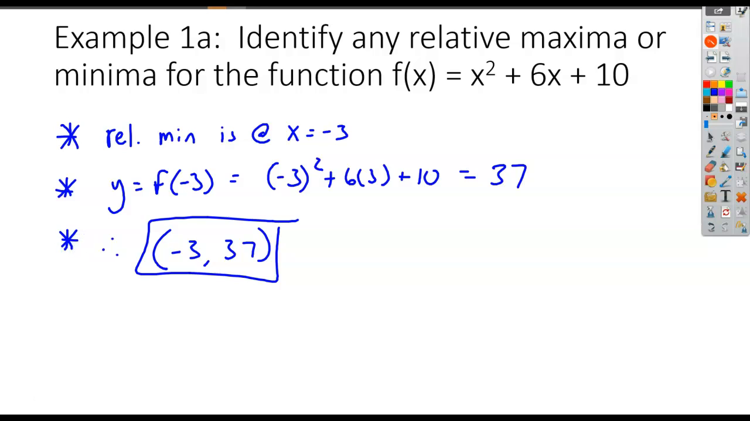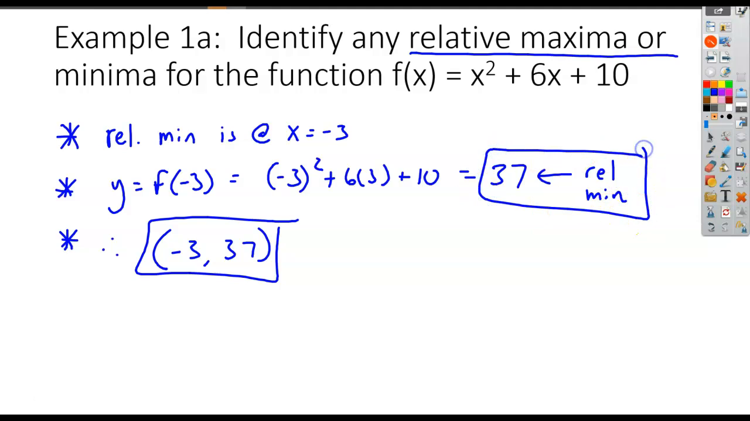Do they want the x value? Do they want the y value? Or do they want the point? And from here, you can tell that since they're asking you to identify the relative max or min, in this case, this would be your actual relative min right there. So that's the lowest point on the graph, unless I think I miscalculated that a little bit.